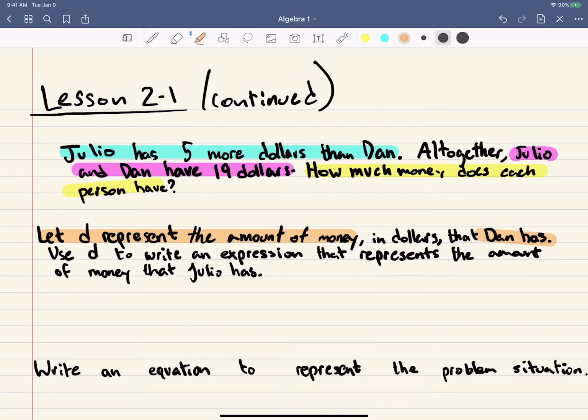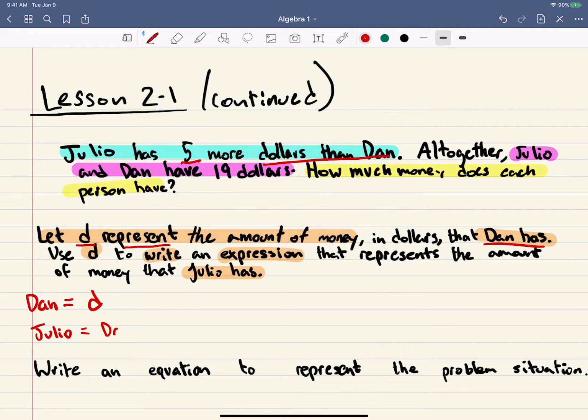And it says use D to write an expression that represents the amount of money Julio has. So let's begin with this statement. D represents money that Dan has. So Dan, he has D dollars. That's how much Dan has. Now we're going to try and figure out how much Julio has. Remember, if you look at our first statement, we know Julio has $5 more than Dan.